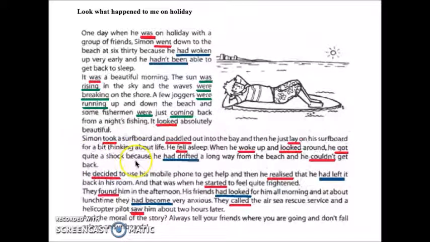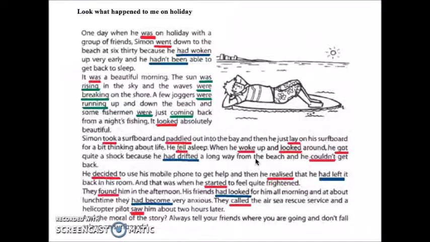And I want to highlight that quickly with 1 or 2 good examples. And you find good examples in this paragraph here. So he got quite a shock because he had drifted a long way from the beach. So in German, we would actually say something like, bekam einen Schock, weil ziemlich weit abgedriftet worden war.